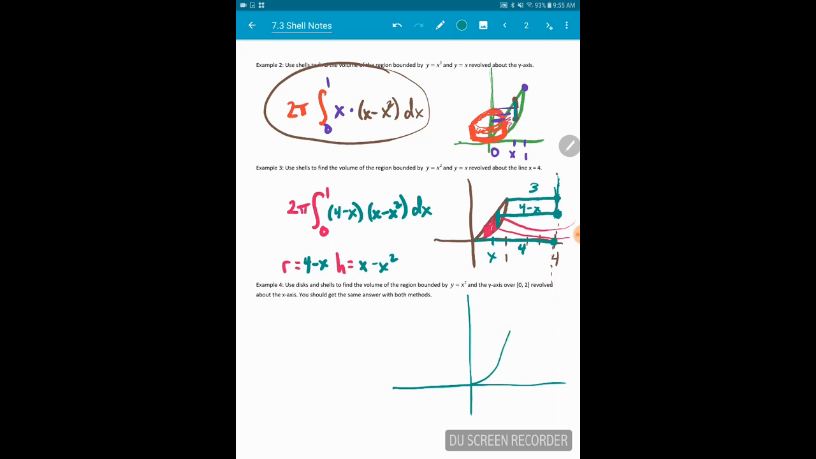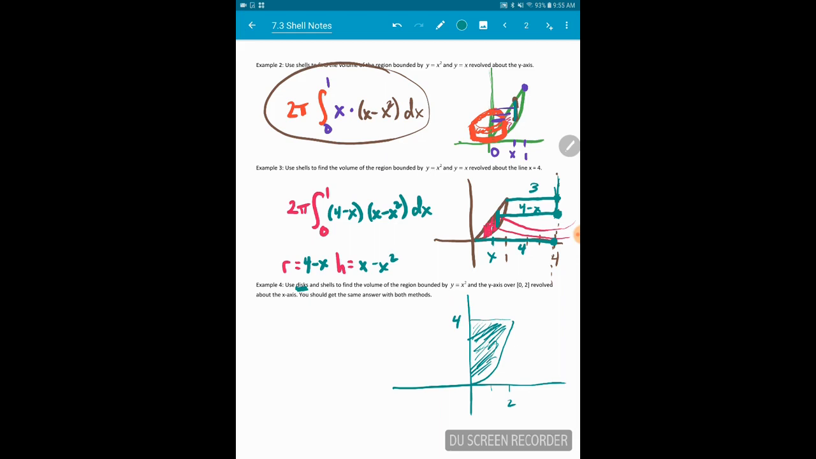Y equals root x over 0 to 2. And then it's also bounded by the y-axis. So this is my area that I'm looking at. So notice that the y value goes up to 4. This problem is actually probably easier to do by disks, so let's do it by disks first and then figure out how to do this with shells.